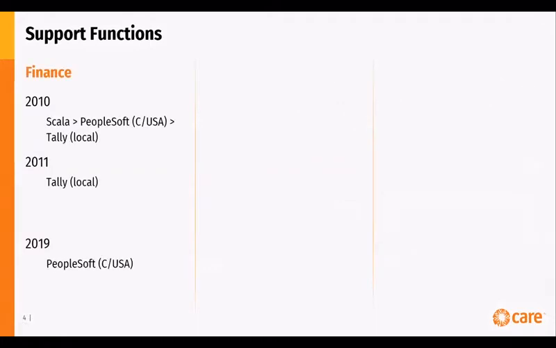So let's talk about specifically finance. We are in 2020, so we're looking at a 10-year journey, what we were 10 years ago and where we are right now. By the end of 2010, we were in the process of migrating from Scala. I don't know how many of you are aware of Scala, but Scala used to be an FIS, a financial information system, for the entire CARE International, specifically CARE USA, CARE USA country offices and the associated member partners at that time. So we were in transition.